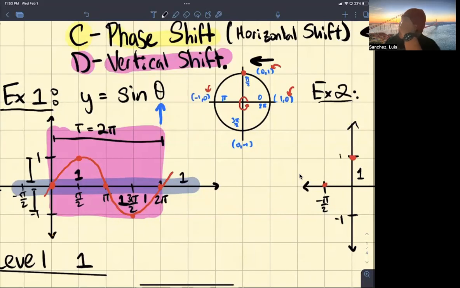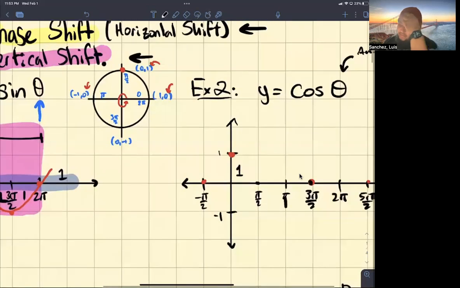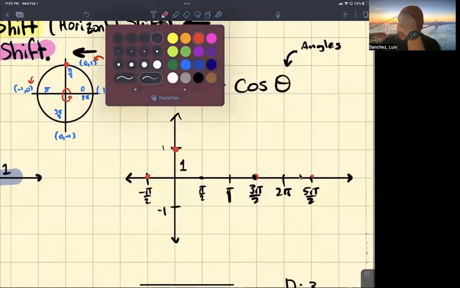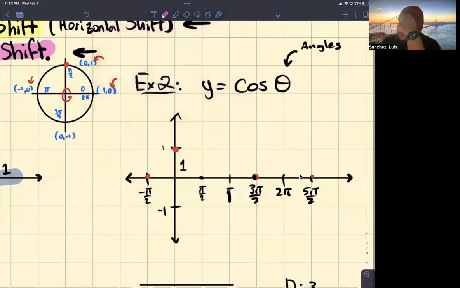And that's basically sine. And now we're gonna go ahead and graph cosine. Cosine represents all the x values of a unit circle. So when we're at 0, we're not actually 0 at 0.